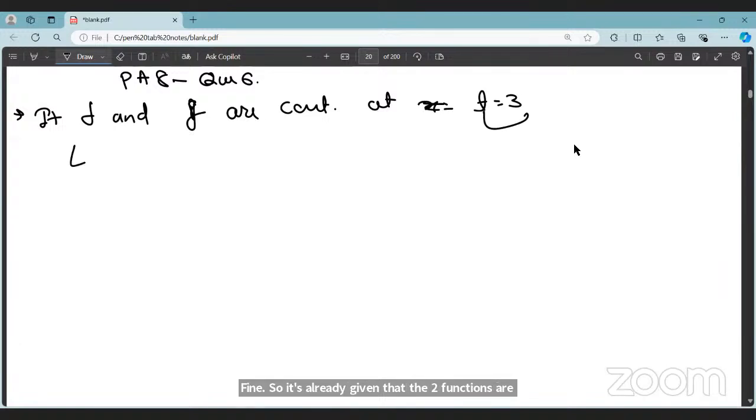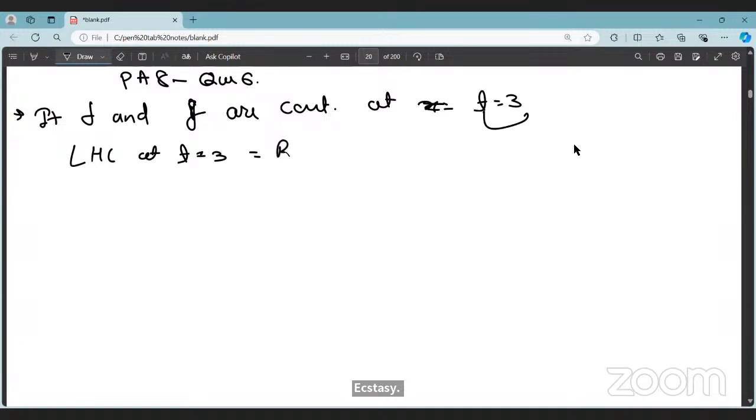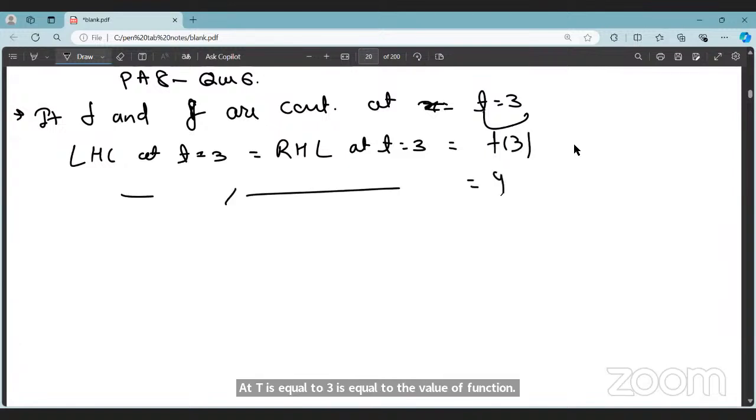What you have to do is use these equalities. Whenever we have continuity, the left-hand limit at t equals 3 is equal to the right-hand limit at t equals 3, which is equal to the value of the function f(3), and the same thing holds for g(3), right? So you just have to use these six equalities to find the relation between m and n, and then you can easily compute the values of m and n. There's nothing much conceptual in that question.